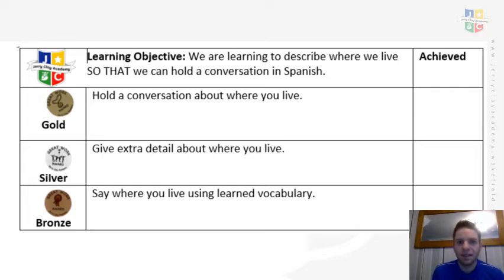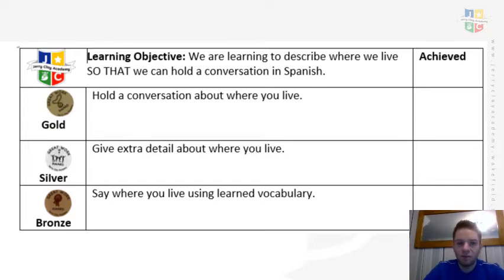We're going to start looking at those two possibilities: in the city or the countryside. The silver is to give extra detail about where you live. So obviously we've learned this year so far about buildings, which you may be able to use again. You've learned obviously about directions as well, which again is something that you can retrieve from what we did before Christmas time to use in this learning that we're going to do over the next couple of weeks.